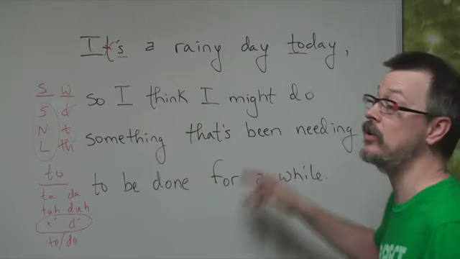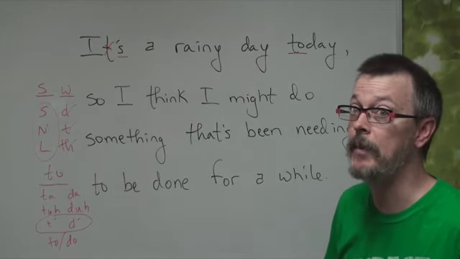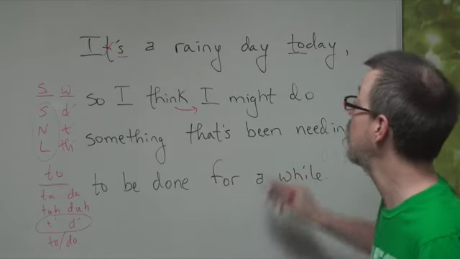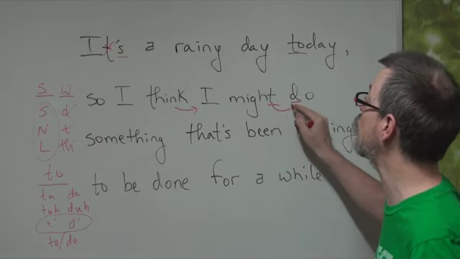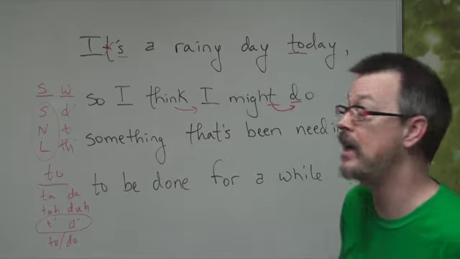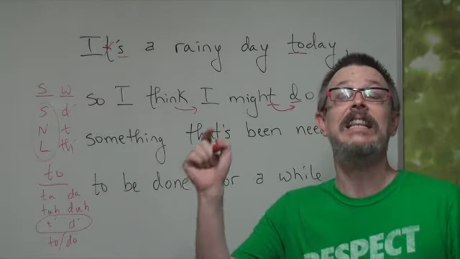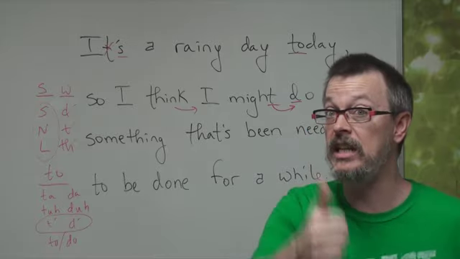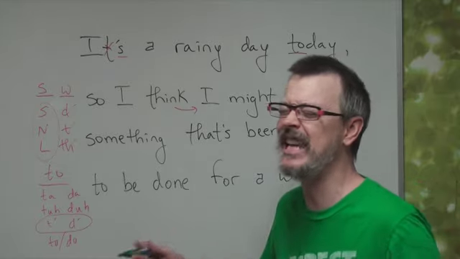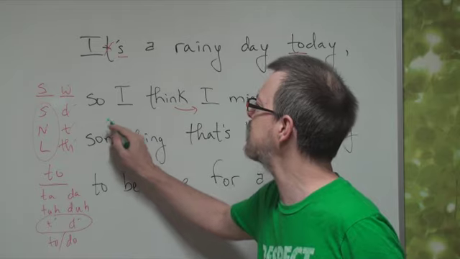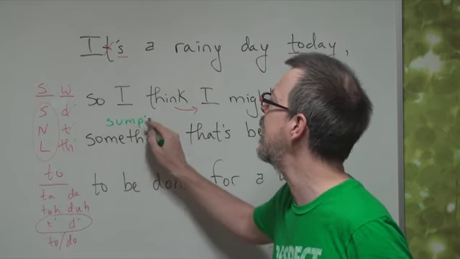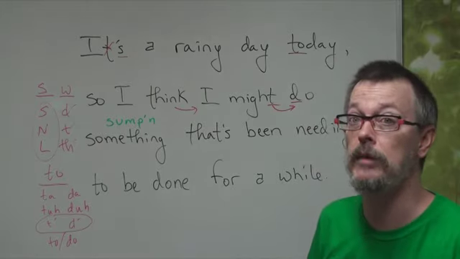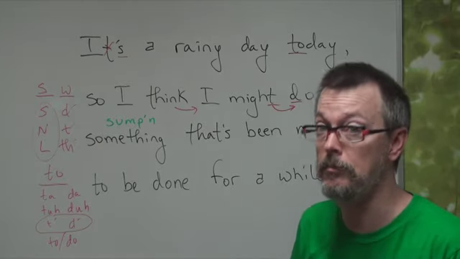Typical American accent would be, it's a rainy day today. So I think I might do something. Lots of connections. I might do, might do, similar sounds. We connect. Might do something. Last lesson I taught you something, perfectly. S-U-M-P-N. Something. I think I might do something.